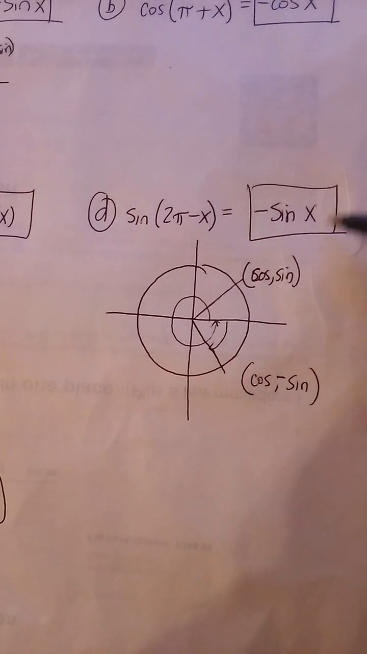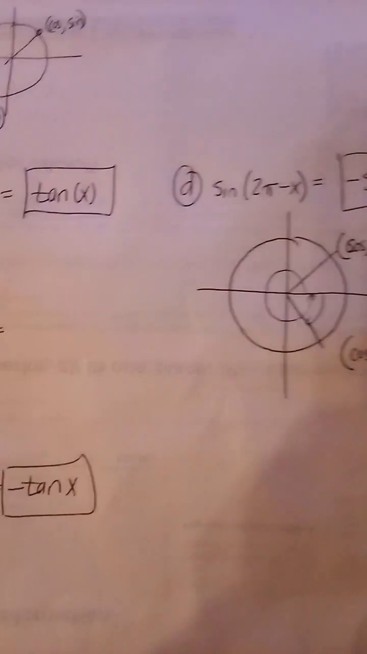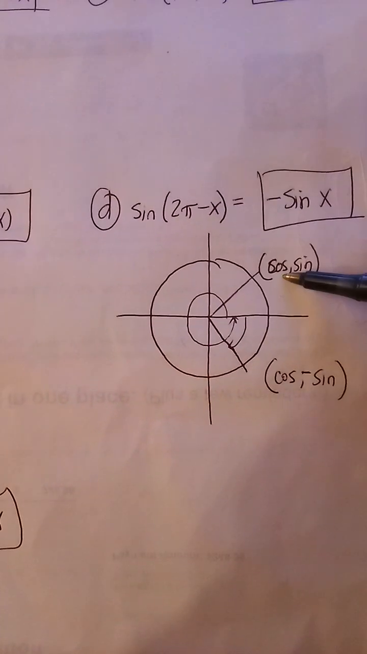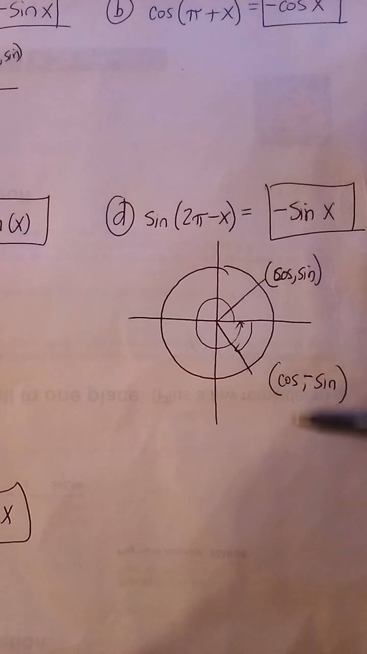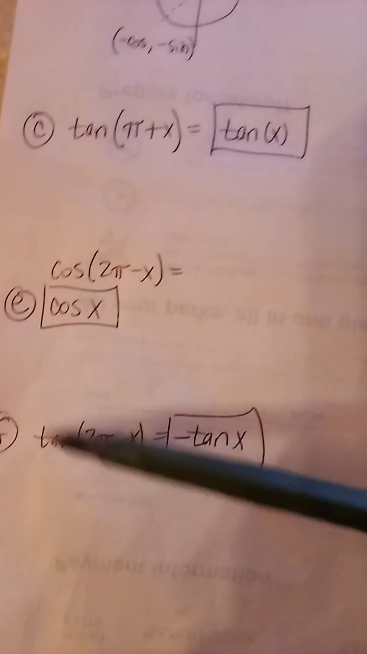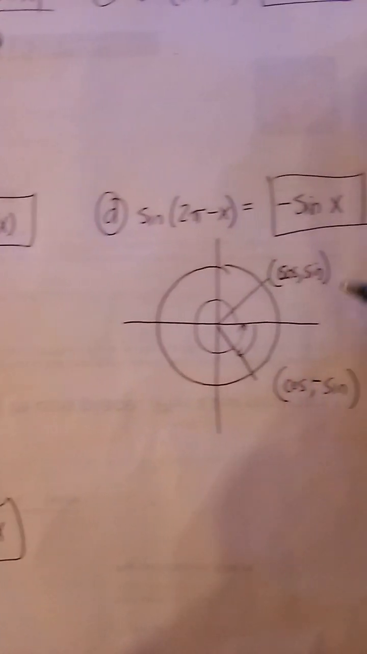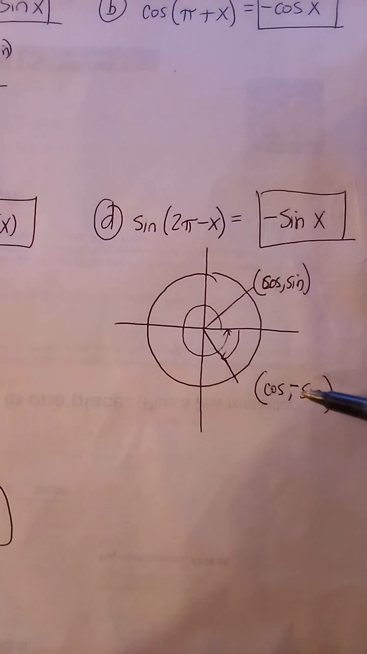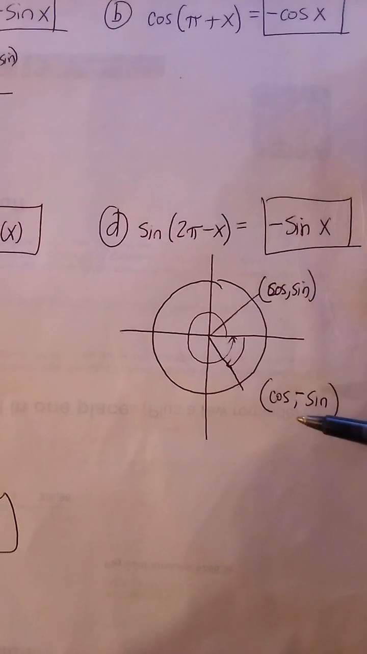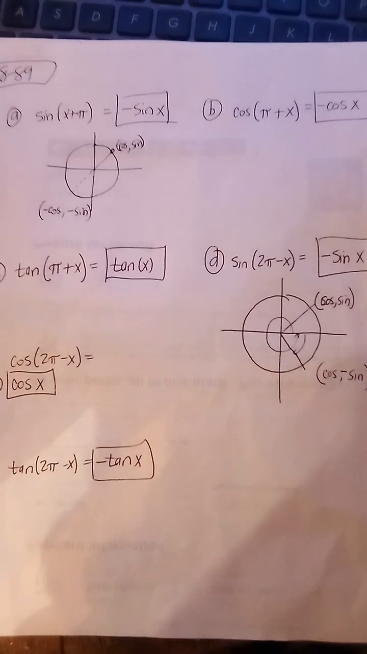Okay, so that's why on this one I'm going to say cosine is going to be positive, because the x value is going to stay the same, but the y, see how up here it's positive, down here it's negative. And then tangent is sine over cosine. So this would be a positive, and this will be a negative, and a positive divided by a negative is a negative. So that's it.